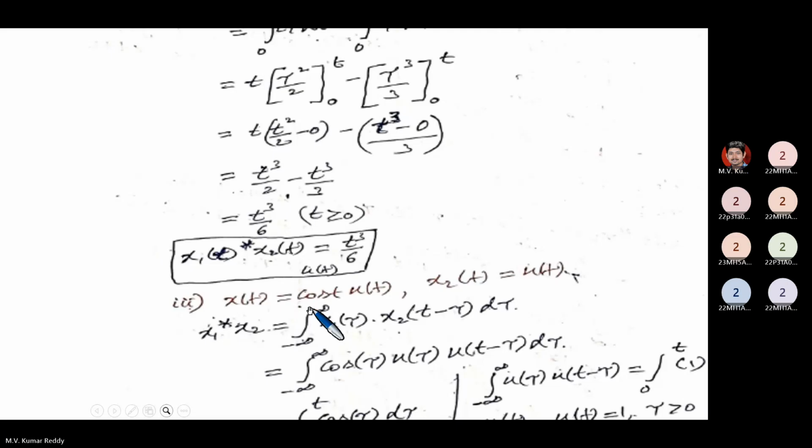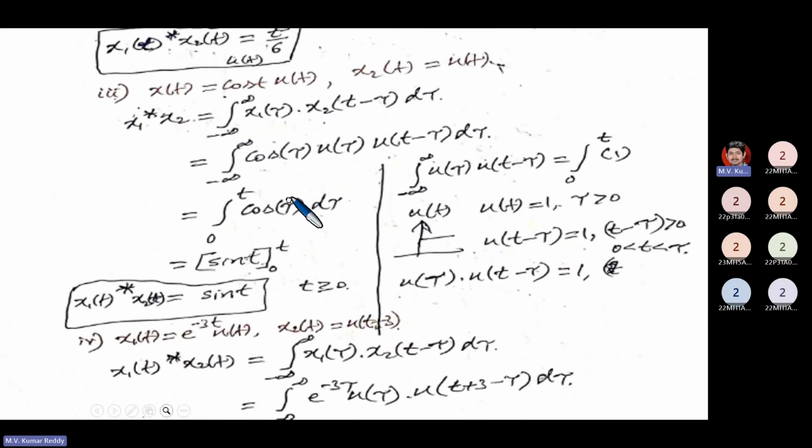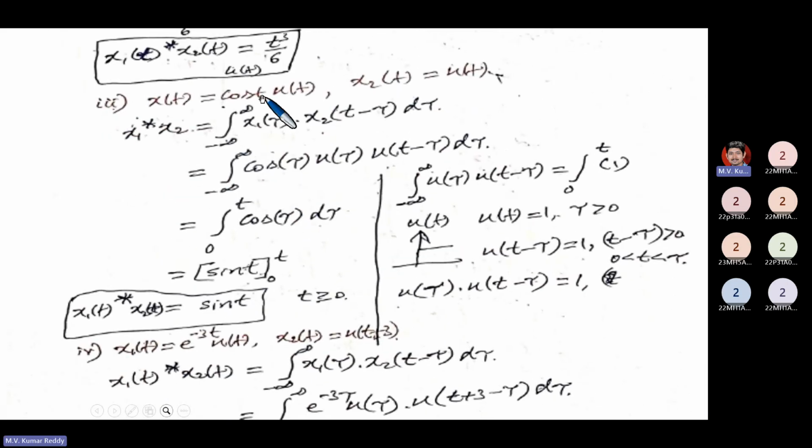Next, see here cos t. In place of cos t, you have to write cos tau, in place of u of t, u of tau. For the second function, in place of t, we have to write t minus tau, so u of t minus tau. U of tau, u of t minus tau, this value will be 1. So the minus infinity to infinity limit changes to 0 to t.